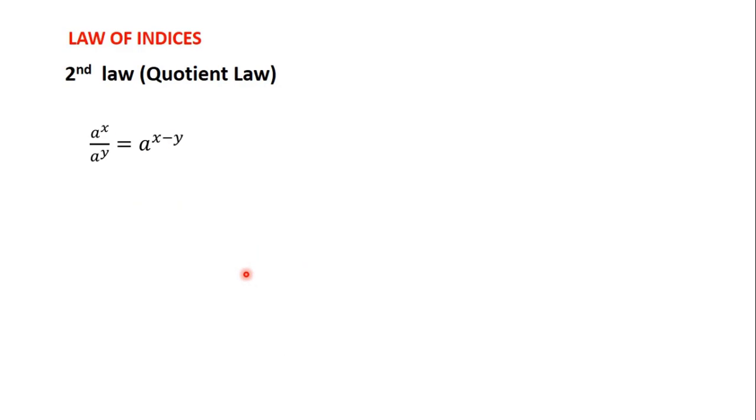Let's consider the next one. It's called the quotient law. Quotient means division. So in the previous slide, we considered multiplication. We are going to consider division here. Now, if these two numbers are dividing and they have the same base, the quotient law says that write one of the bases and subtract the exponents. So in the other one, we are adding the exponents. If it's multiplying, you add the exponents. If it's dividing, you subtract the exponents.